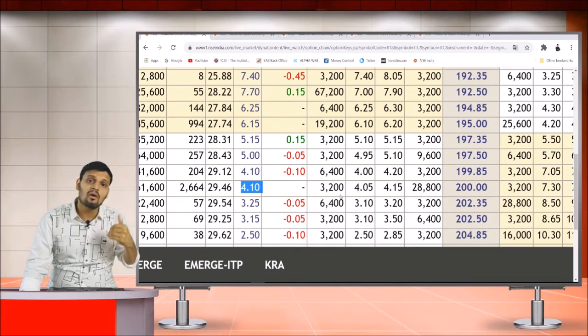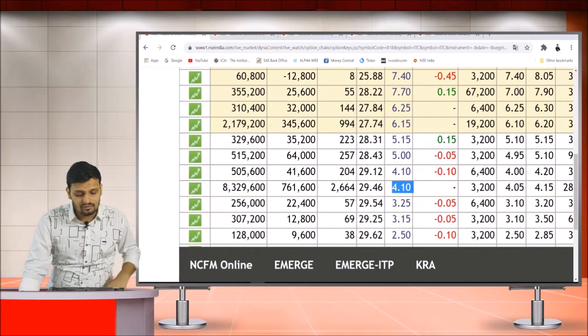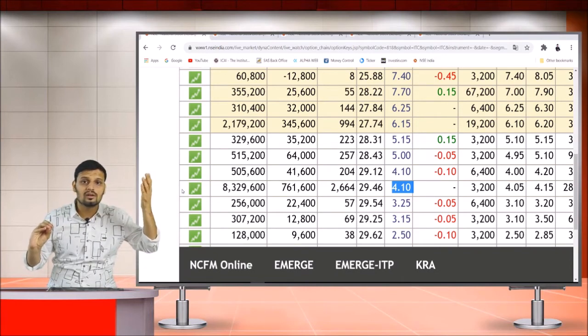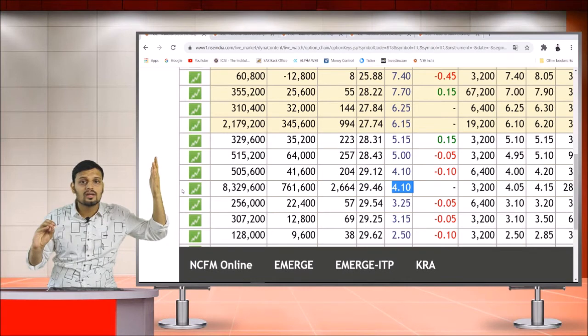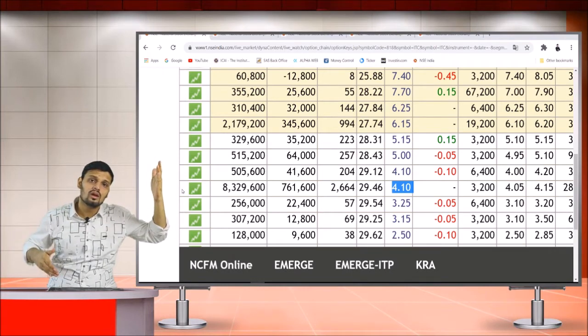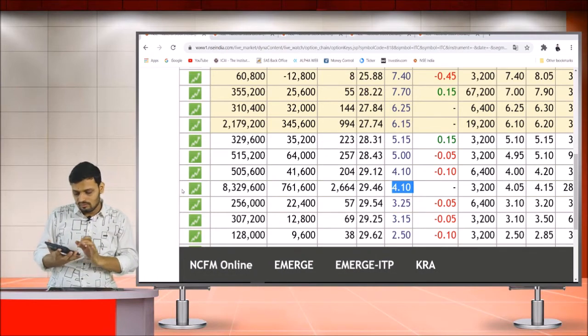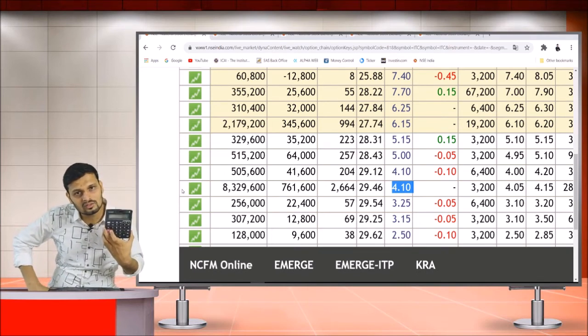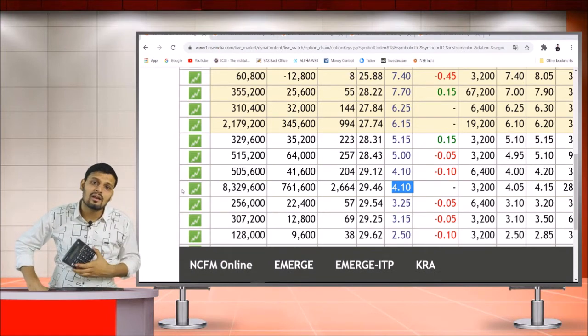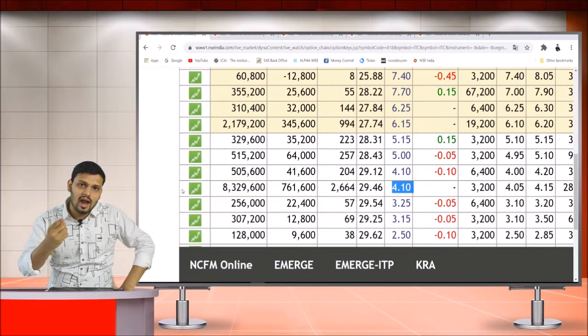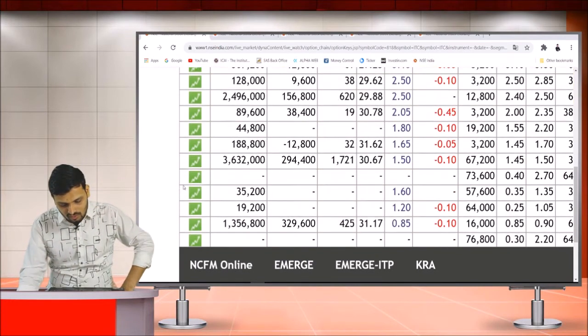Only if the share price is going above 204.10, buyer of call option will start gaining, seller of call option will start losing. If the price is going to 300 rupees, buyer of call option will make huge profit, seller of call option will make huge loss. If the price is going to 150 rupees, for buyer of call option the maximum loss is only 4.10 into 3200. That is, the maximum loss for buyer of call option is only 13,120, and the maximum gain for seller of call option is only 13,120. So this was all about open interest, in the money, at the money, out of the money. Done. I hope you got the point.